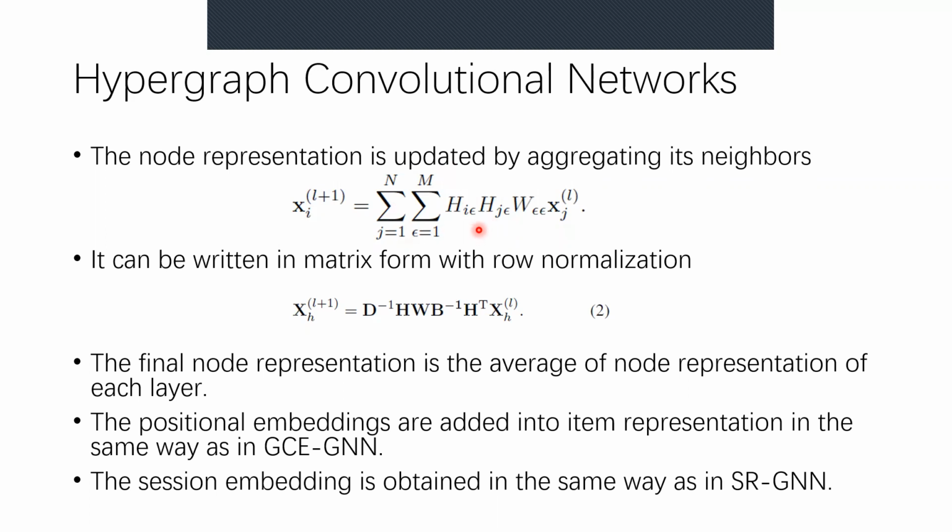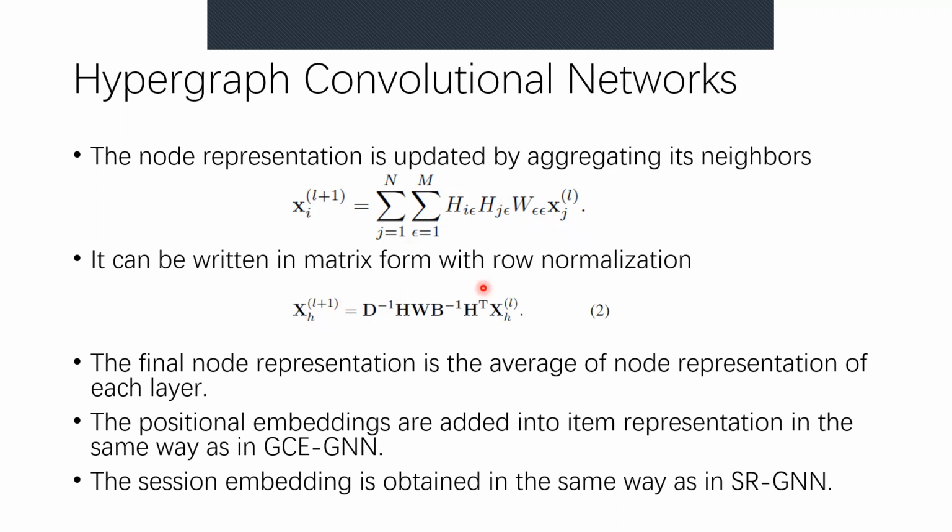So again, epsilon is the index of the edge, and H_i epsilon is 1 if and only if item i is in the hyperedge epsilon. And also H_j epsilon is 1 only if item j is in the edge epsilon. And then if they are both in the edge epsilon, then this is just the weight of edge epsilon, times the embedding of x_j. So that's how they aggregate these neighbors.